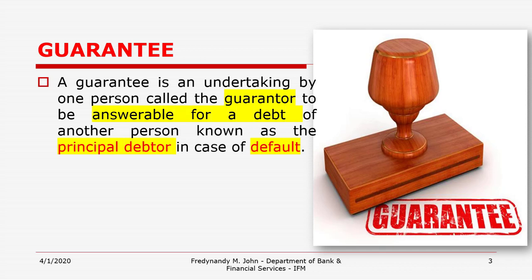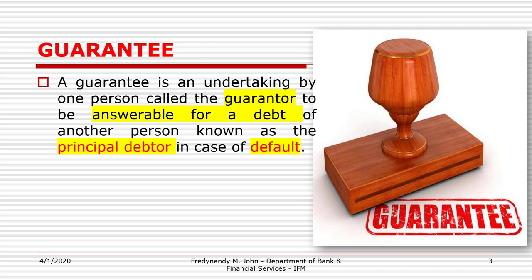So from this simple definition, you can see that there are 4 key terms that a banker really needs to comprehend before he could create what we call a guarantee contract. From the definition, you can see that there is a guarantor, answerable for a debt, principal debtor, and default. Those are the 4 key terms. Guarantor. Who is this? A guarantor is a third party. This is a person who is different from the principal debtor. Principal debtor simply means the borrower.